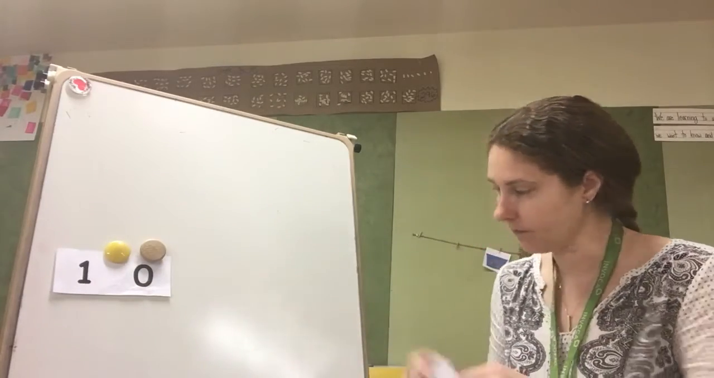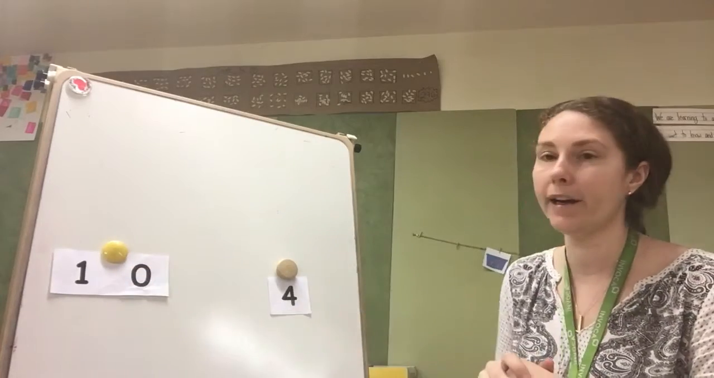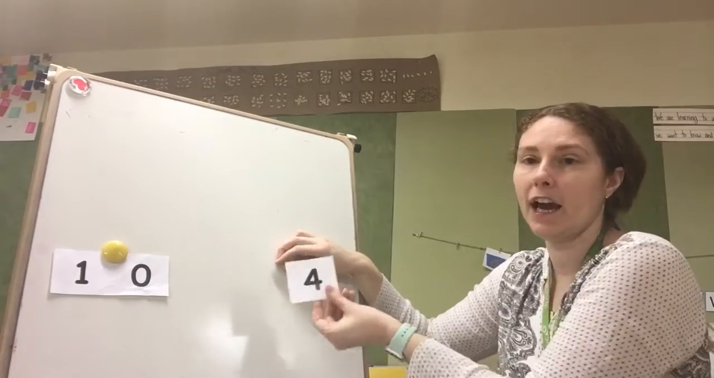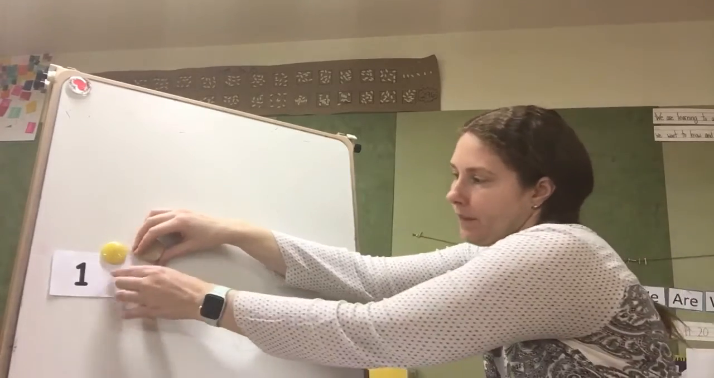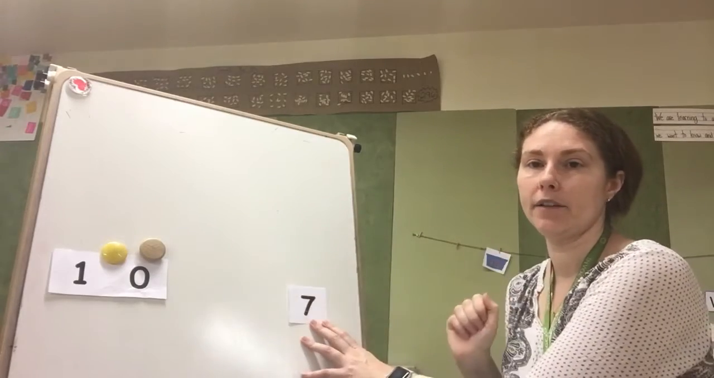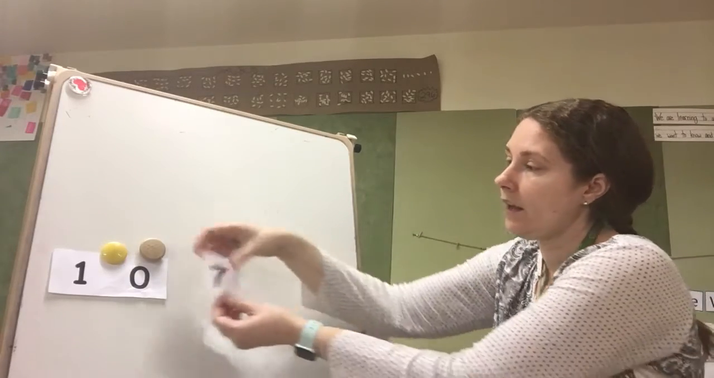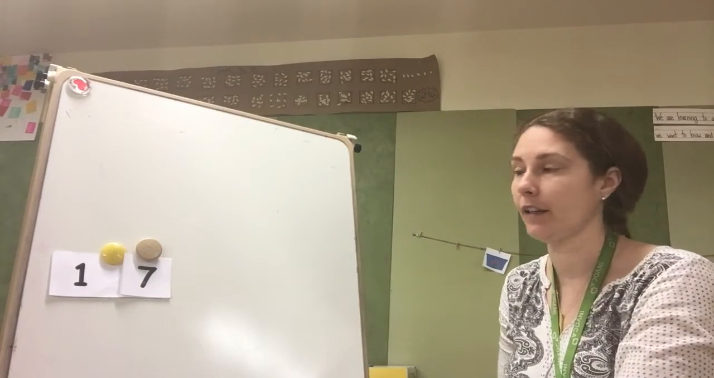Okay. Our next number, we got 10 and 4. 4 is going to hide that 0. It makes 14. Now we have 7 and 10. The 7 is going to hide that 0 to make the number 17.